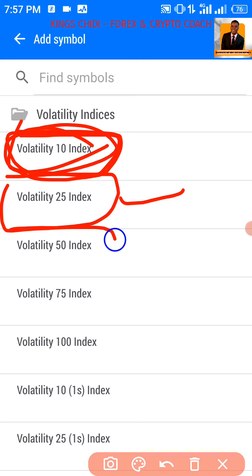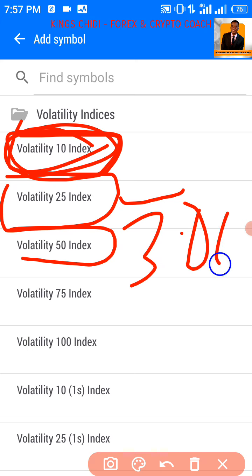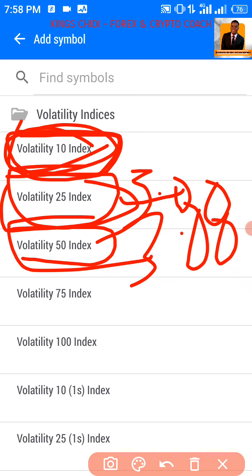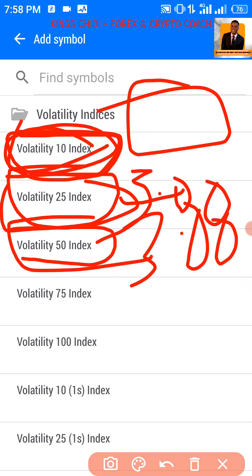The next one is the volatility 50 index. The lowest lot size is 3.0. Imagine opening volatility 50 index with 3.0, and the next trade you want to trade volatility 25. What you will see on volatility 25 will be 3.00. That's what you will see in the lot size section. So it's left for you to go and change it to the lowest lot size. Very, very important. Take note of that.